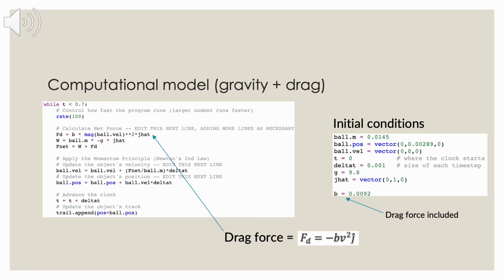The next computational model accounts for the gravitational force and the drag force acting on the ball. A drag constant of 0.0092 was included. This was adjusted so that the graph created using the computational model matched the one in real life.